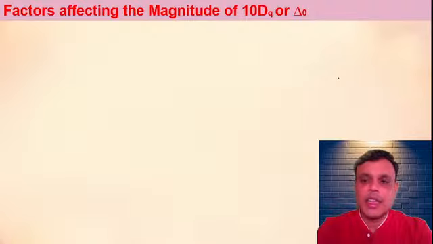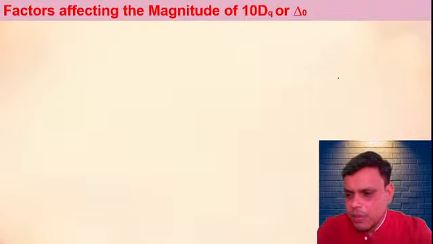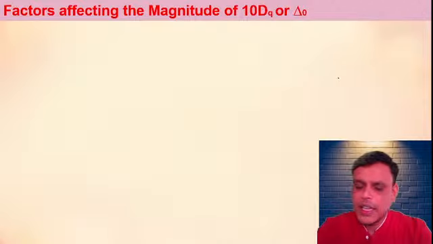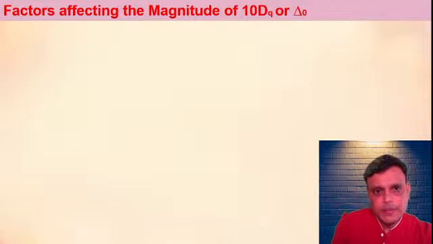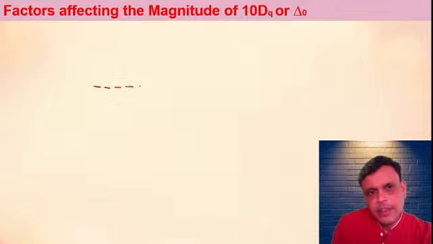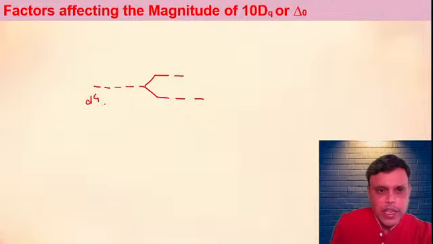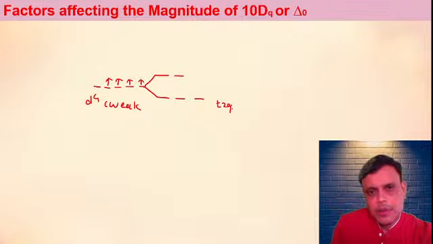So which factors? There are some factors. In d4 the magnitude of Jahn-Teller distortion is more, but in d2 the magnitude is less. Why is it so? D4 which case? D4 weak field. अगर D4 weak field है, so means you have 4 electrons and this is t2g orbital and this is eg orbital. So according to the rule, what happens?